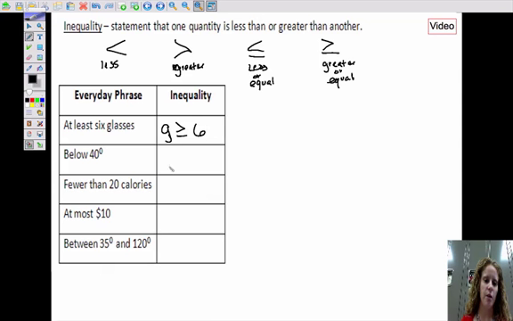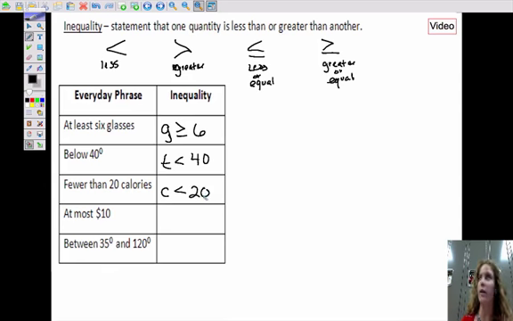Below 40 degrees. Now, let's use T for temperature. Below 40. Can I be 40? No, I need to be below 40. So 39, 38, 30, so just less than 40. Fewer than 20 calories. So C is, again, less than. I can have 19, 18, 17, but I can't have 20.